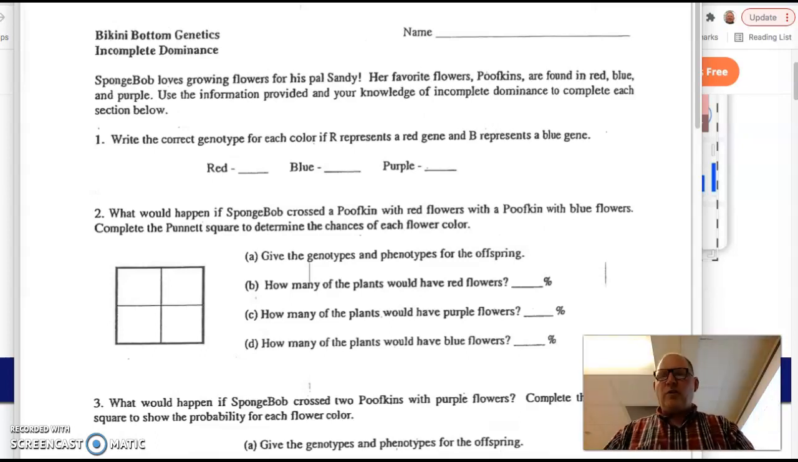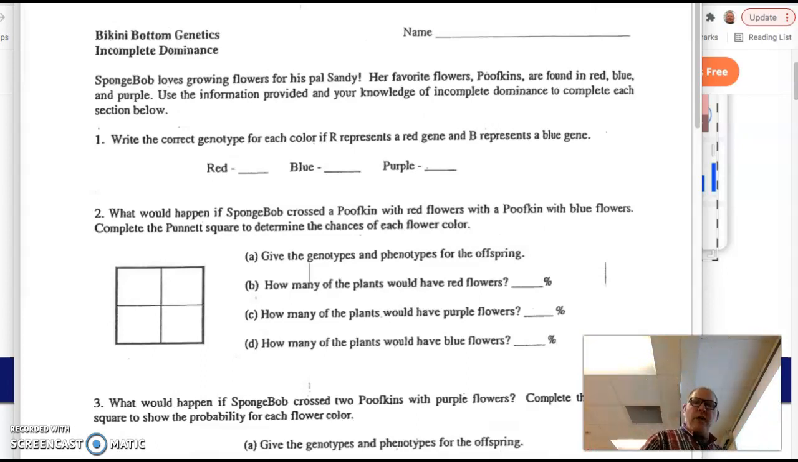So today we're going to look at some Bikini Bottom genetics with incomplete dominance. Here we have SpongeBob, who loves growing flowers with his pal Sandy. Her favorite flowers are pumpkins. They're found in red and blue and purple. Use the information provided and your knowledge of incomplete dominance to complete each. Write the correct genotype for each color if R represents red and B represents blue.